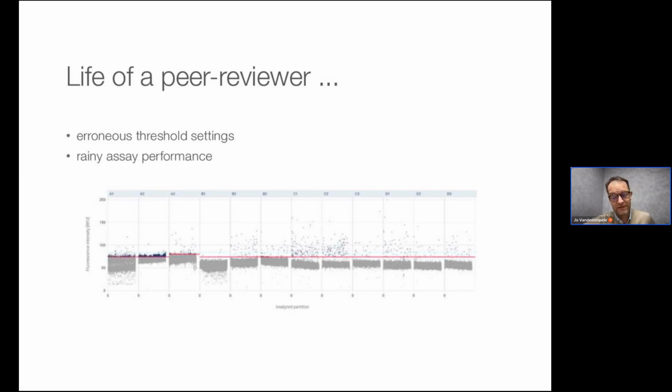This is an example of digital PCR data I had to review. Clearly, the threshold setting is incorrect, where you see that the threshold, these partitions are called positive, and they're clearly not. And the performance of the assay is particularly poor. You see a lot of rain, so definitely not adopting best practices to set thresholds or to optimize the assay. Just to give you a flavor of all the issues you can encounter in the scientific literature.